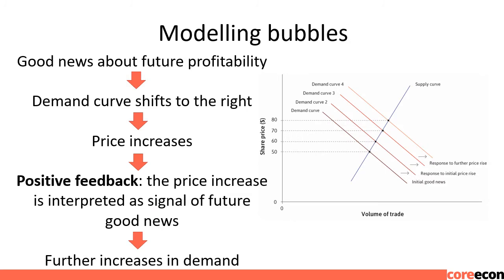Modeling bubble. Good news about future profitability. Demand curves shift to the right, leads to price increases. Positive feedback. The price increase is interpreted as signal of future good news, leads to further increases in demand.